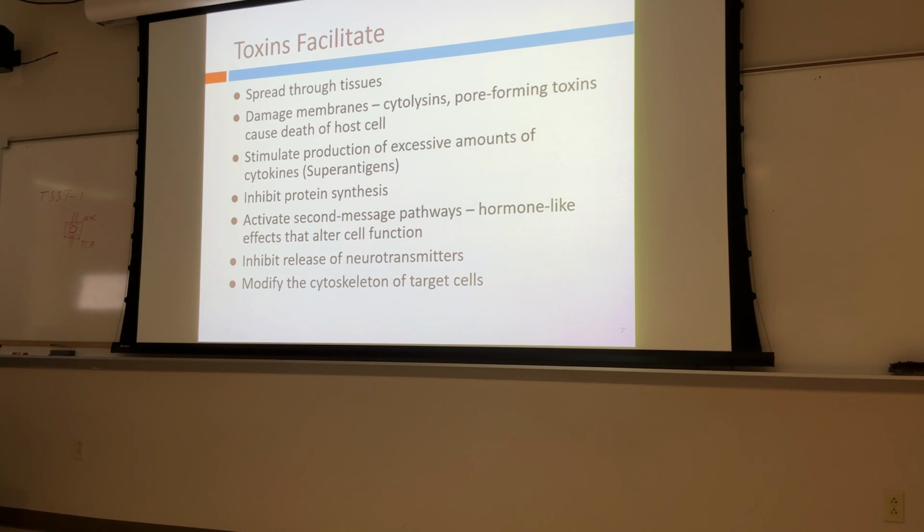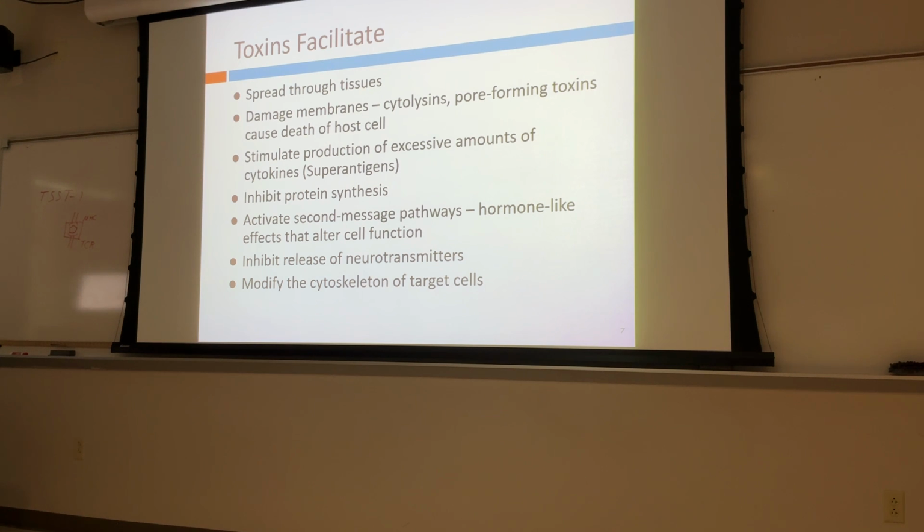What else? Second messenger pathways. We'll talk about some of those a little bit. A lot of the time, these different microorganisms tend to change cyclic AMP, but there are some exceptions to that. Inhibit release of neurotransmitters. We'll talk about things like tetanus and botulism toxin.